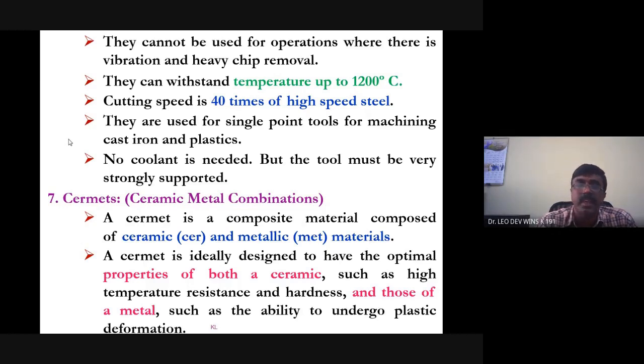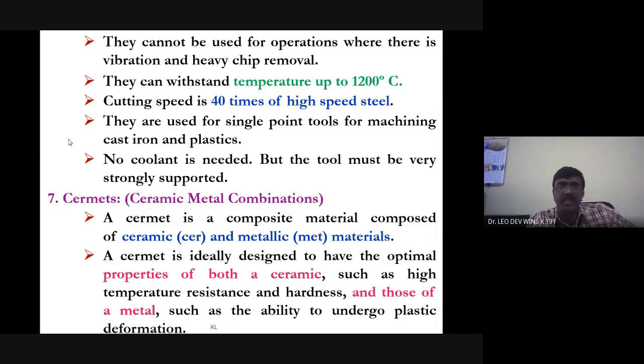We have been thinking that high speed steel is the steel which can be operated at very high cutting speed. Not like that, but aluminum oxide or ceramic can be operated even 40 times higher than the normal cutting speed of high speed steel material. They are used for single point cutting tools, for cast iron or plastic.